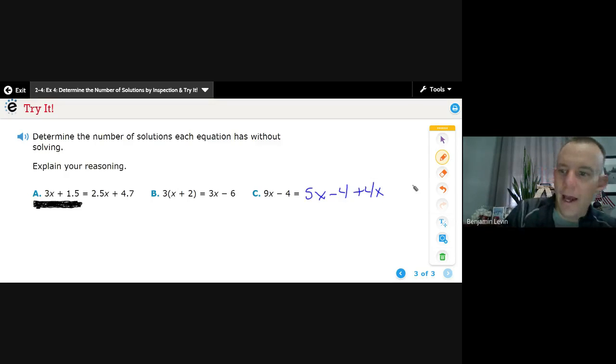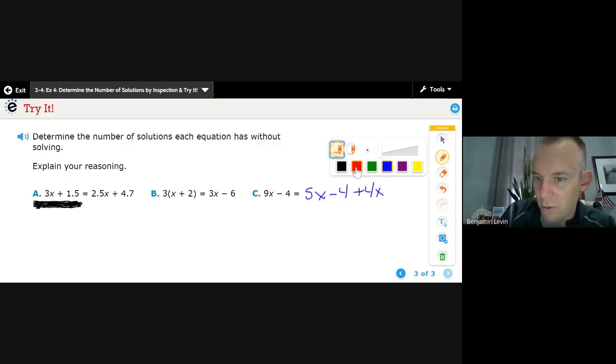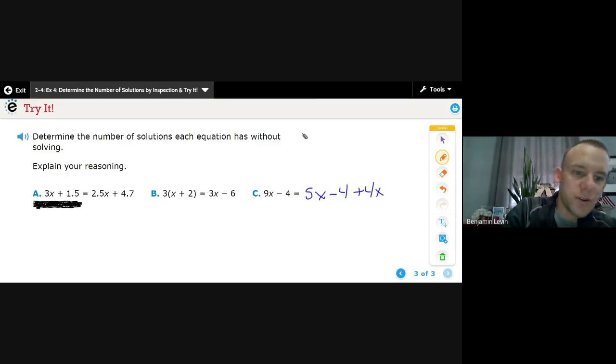So let's use red for this. Let's look at this first one, letter A. Again, the key to knowing whether or not we're going to be able to solve the equation is to look at the x's. If there are the same number of x's on both sides, then we know we are not going to be able to solve it. But in this case, are there the same amount of x's?